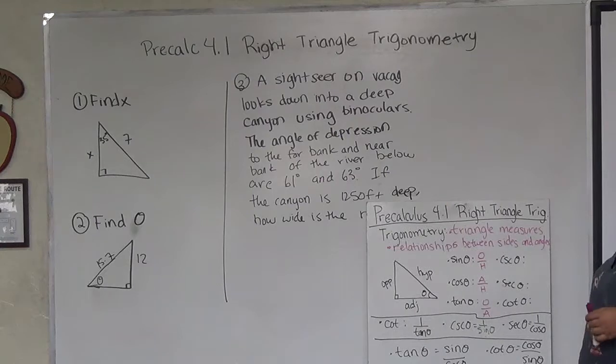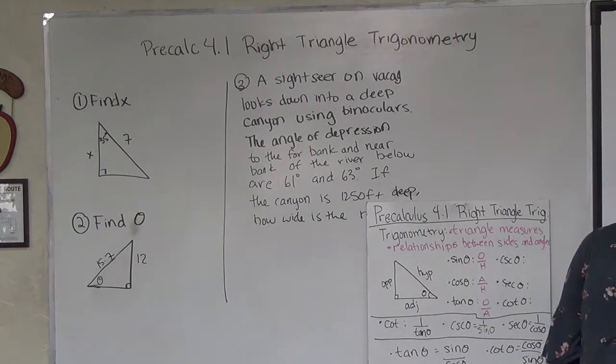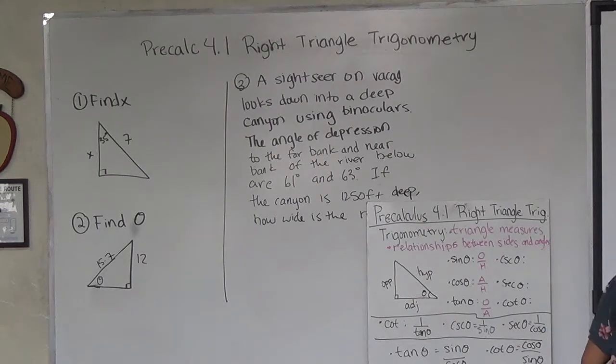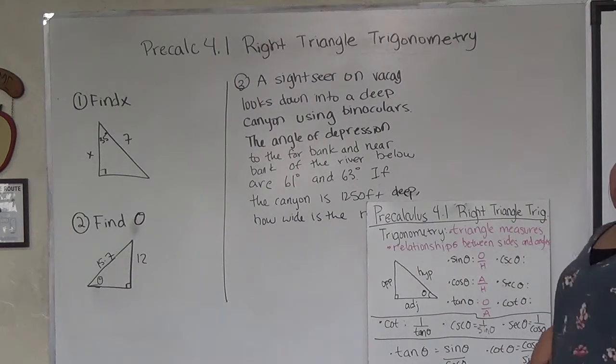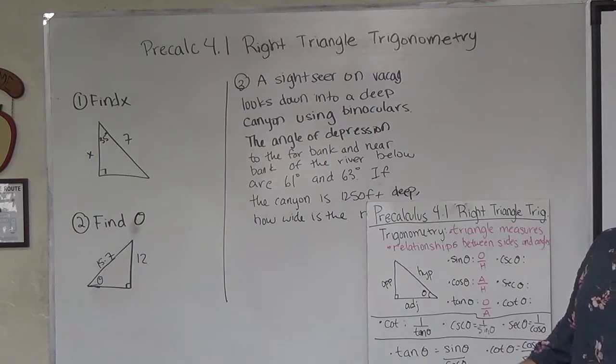And we're dealing with trig, but we're only dealing with right triangles. Okay, and it's a start. What happens is they use the right triangle trig in order to apply it to any triangle, but baby steps. That's why first is 4.1.